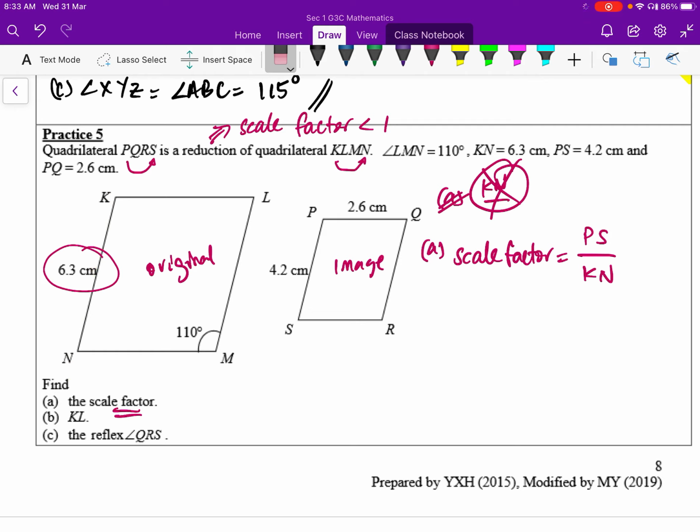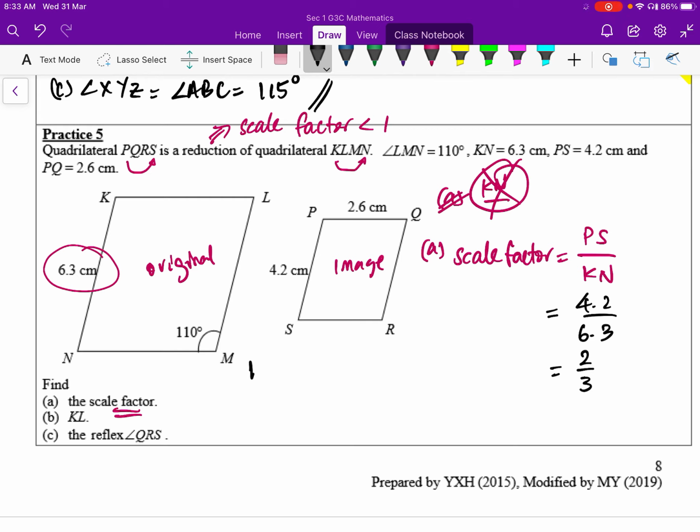Let's continue. Now that we have this, Ps, 4.2 over 6.3, we will now get a fraction. How much is it? 2 over 3. Yes, I should have seen that. So this is the scale factor.